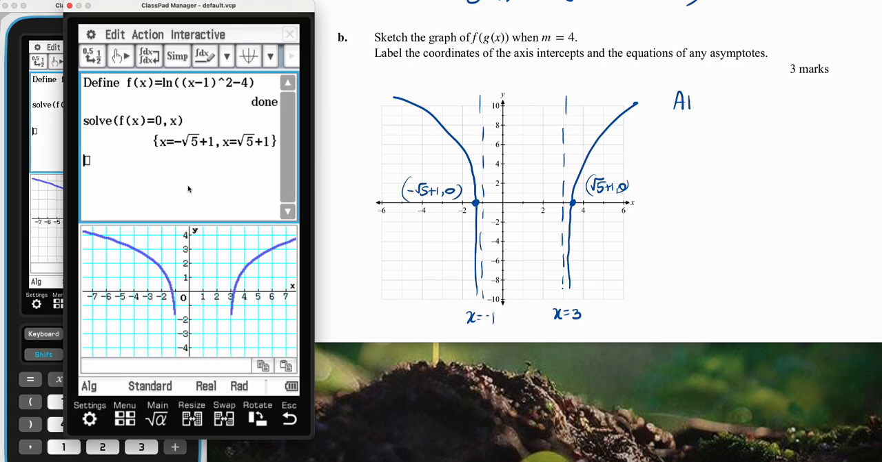I love this acronym. Read the question, answer the question. By saying that, what I mean is go back to the question and check that you've answered it. Label the coordinates of the axis intercepts. Yep, I've done that. And the equations of any asymptotes. Yep, I've done that. I don't need to do any less or any more. 3 marks.